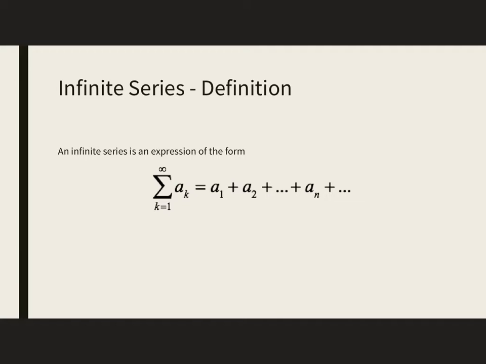The definition of an infinite series is an expression of this form. On the left we have a Riemann sum that starts from the first term and never ends, denoted by the infinity sign. And on the right we simply have a sum of terms, and we know that they're infinite because of the two sets of ellipses in between the second term and the nth term, and after the nth term. So it goes on forever.